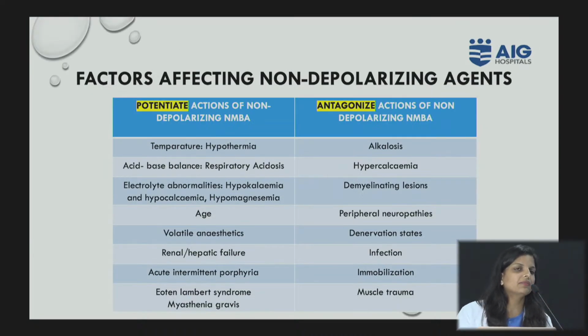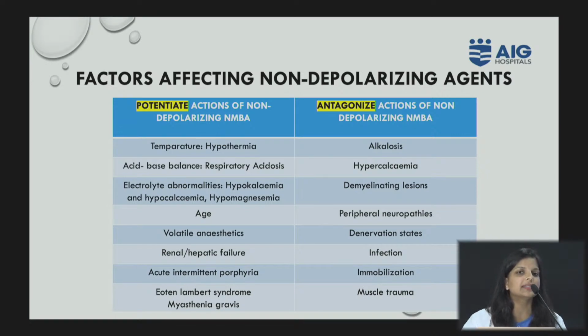Now, a very important factor for recovery: we should understand that very many factors affect non-depolarizing agents. There are factors that potentiate the action of non-depolarizing blockers, for example, hypothermia, acid-base disbalance like respiratory acidosis, electrolyte abnormalities like hypokalemia, hypocalcemia, and hypomagnesemia, extremes of ages like neonates and elderly, excessive volatile anesthetics, renal and hepatic failure, and conditions like acute intermittent porphyria, Eaton-Lambert syndrome, and myasthenia gravis. Whenever we are having any of these patients, we should consider that there can be residual neuromuscular blockade, there can be delayed recovery in this patient.